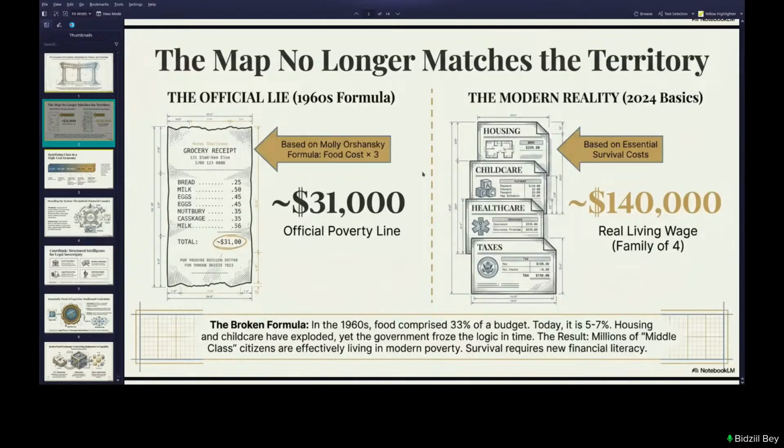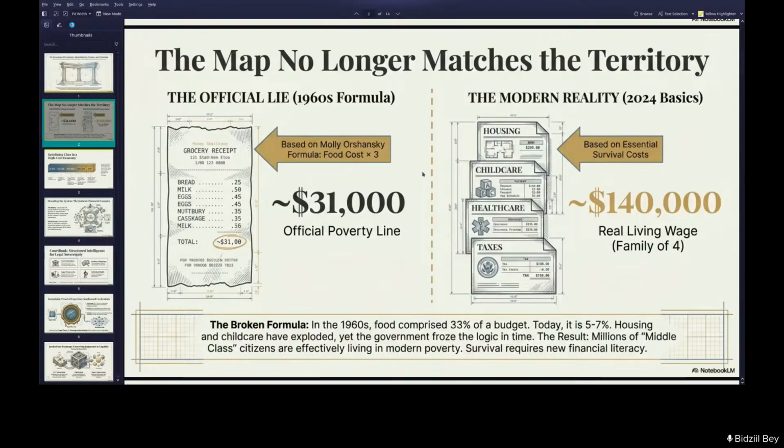And to understand how we got to that shocking disconnect, we have to go back to the original formula. It was created by an economist named Molly Orshansky in the 1960s. And the assumptions were simple, they were practical, and they made sense for that era. Right. The primary consumption unit was a family of four, and the core belief was that food was, by far, the biggest and most predictable part of their budget.